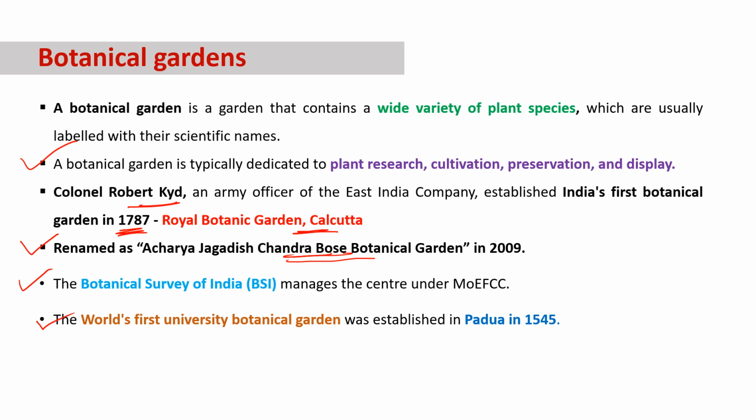The world's first university botanical garden was established in Padua in 1545.